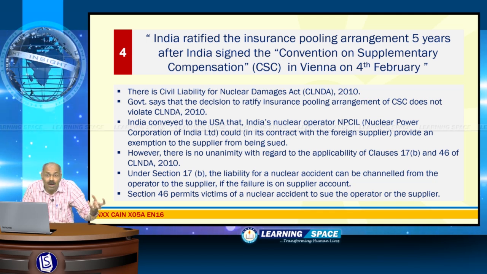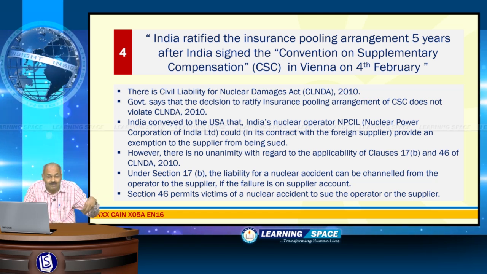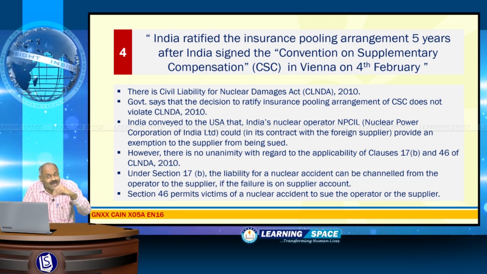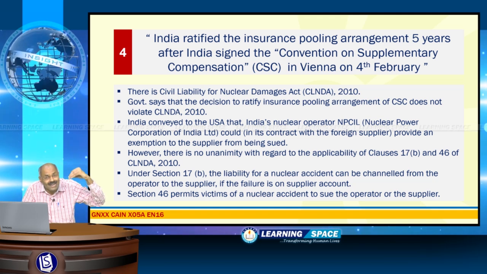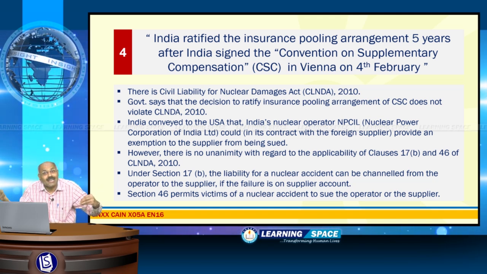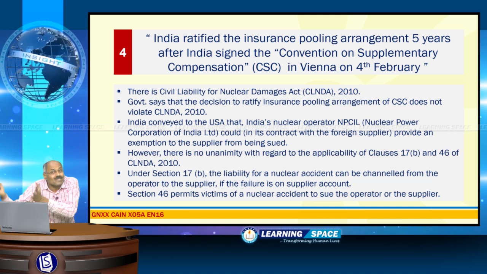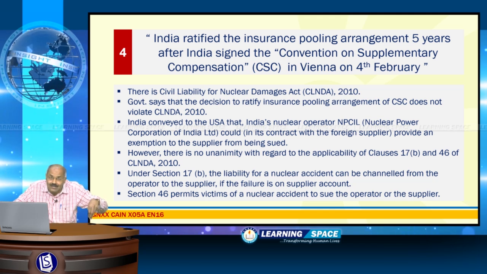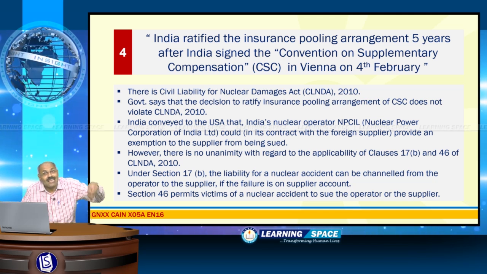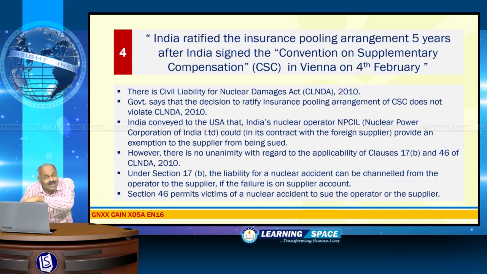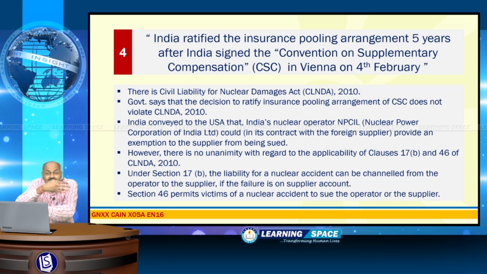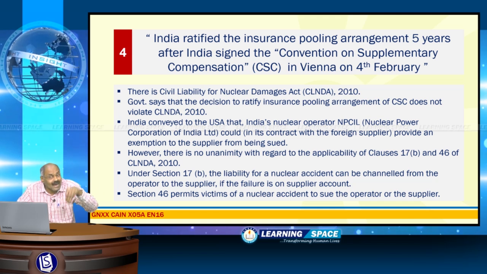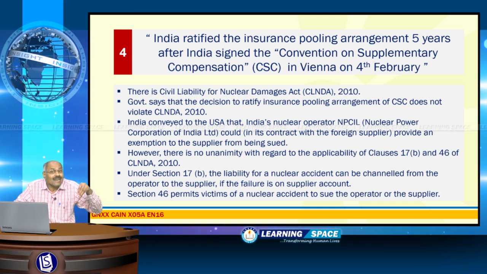the liabilities or penalties. But under these circumstances, government ratified insurance pooling arrangement in Vienna. That means as per this ratification, the supplier, that means foreign firms, cannot be sued for damages. CLNDA 2010 says the supplier can be sued, but India ratified insurance pooling arrangement in Vienna, which contravenes the provisions of CLNDA. And under these circumstances, the CLNDA is to be amended suitably.